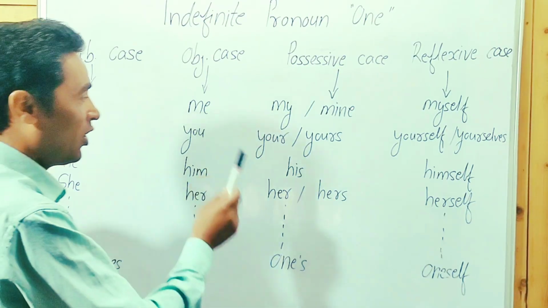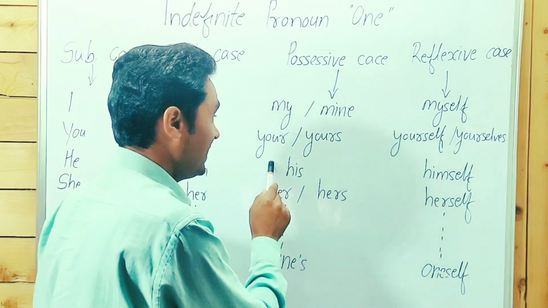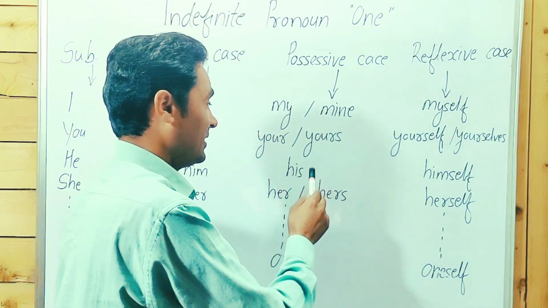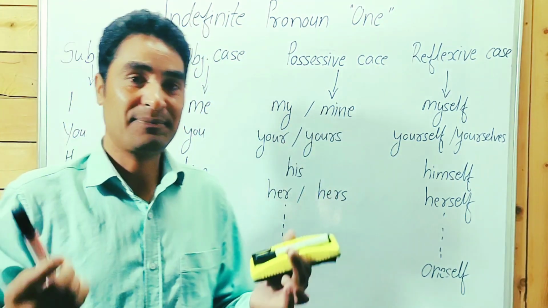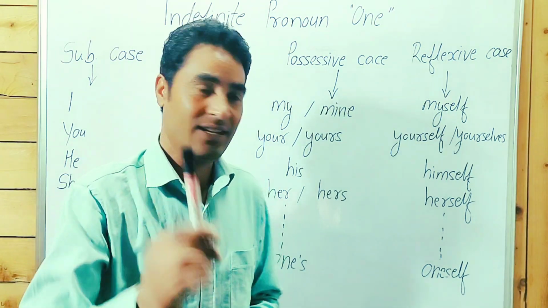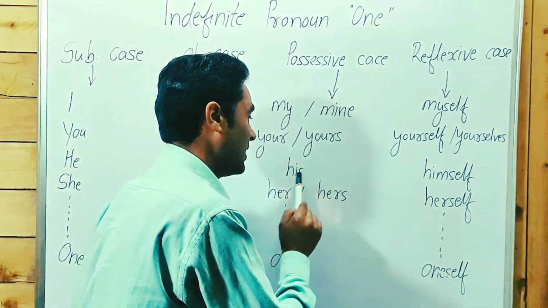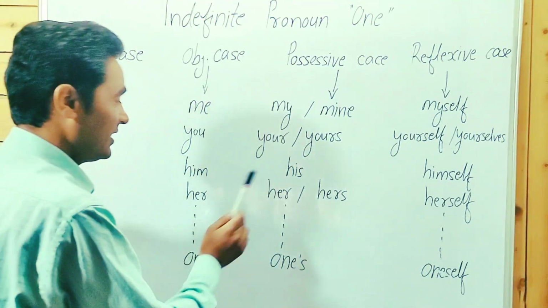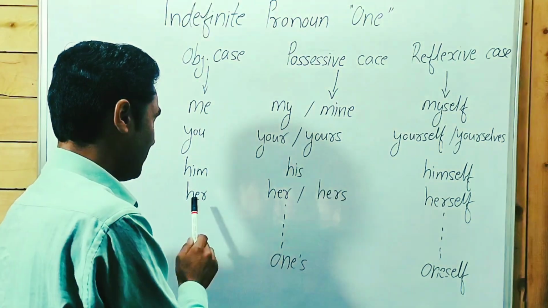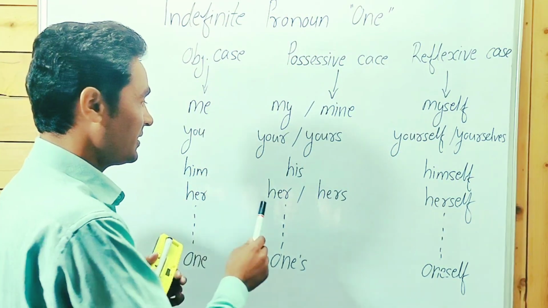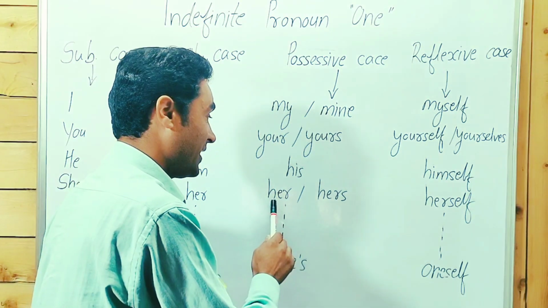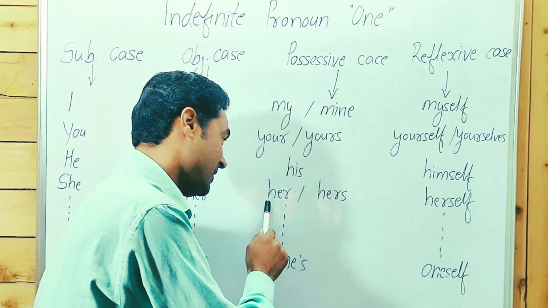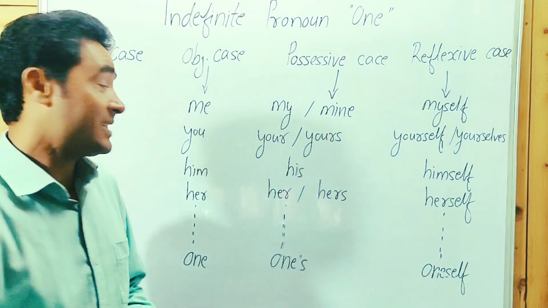He is subjective, him is objective, and 'his'. Guys, 'his' plus a noun is an adjective, and only 'his' is a pronoun. This pen is his. Both are okay. Adjective and pronoun are the same: his. And himself is the reflexive case. She is subjective case. Her is objective case, and her is also a possessive adjective. Guys, point to be noted: 'hers' is the possessive pronoun. Her is the possessive adjective, and hers is the possessive pronoun.